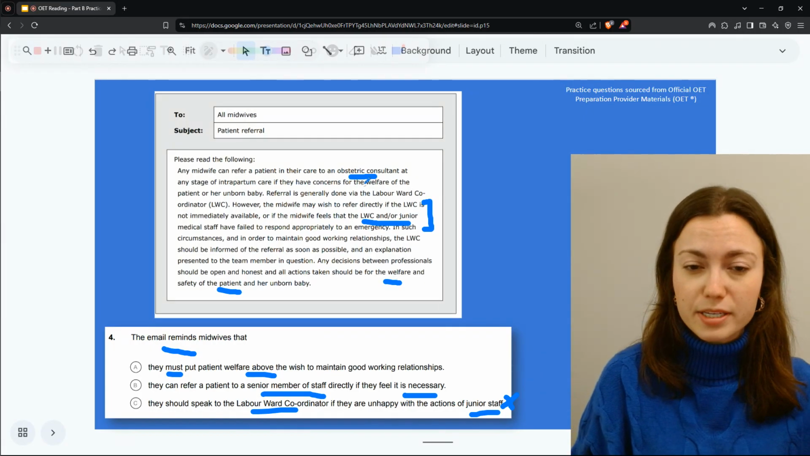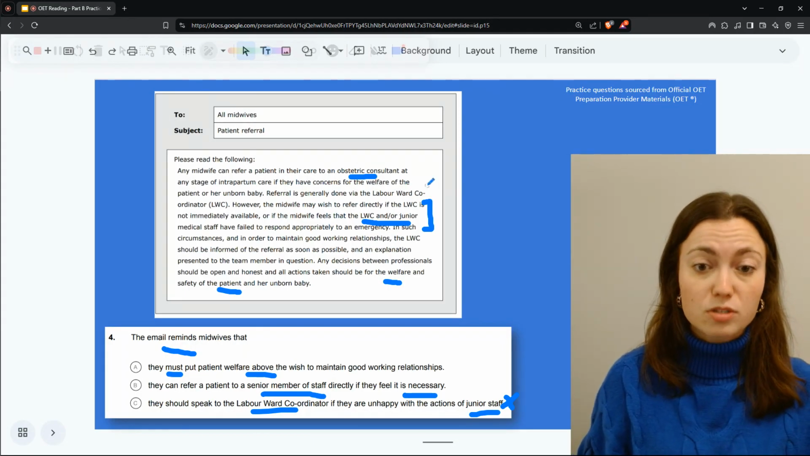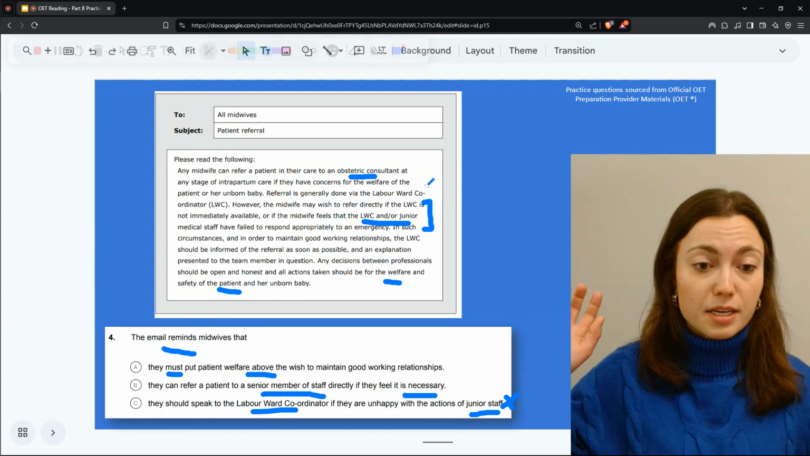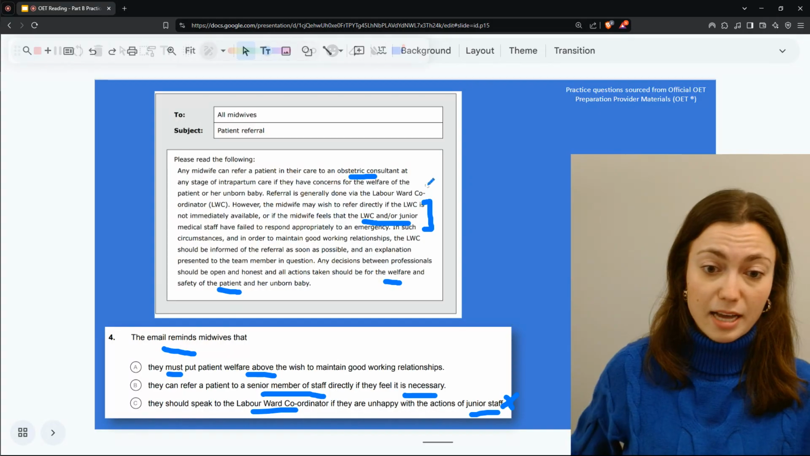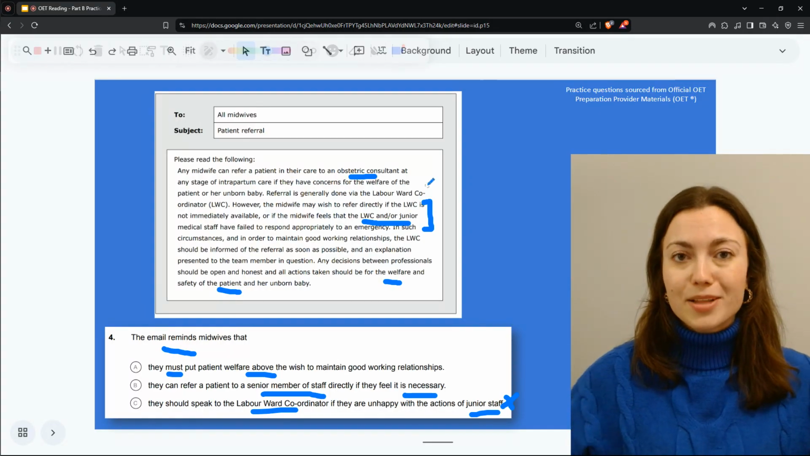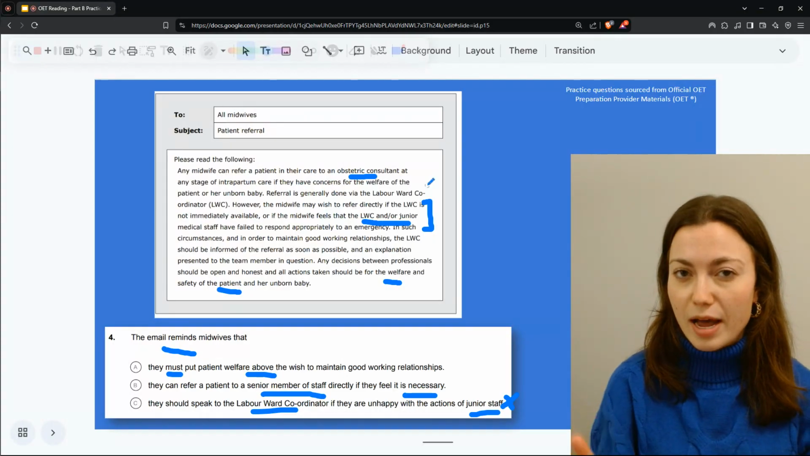Answer is no. We're seeing statements about its importance, like the concerns for the welfare of the patient. We're seeing the importance of maintaining good working relationships. We're seeing, again, that the action should be taken for the welfare and safety, but there's no hierarchy given here with the language used. And that's a clue.